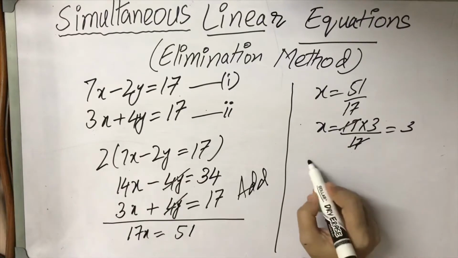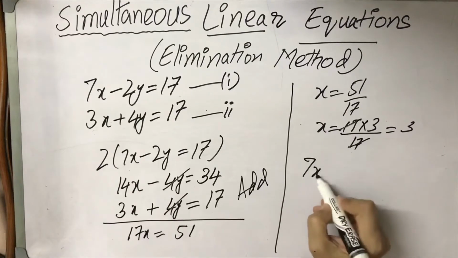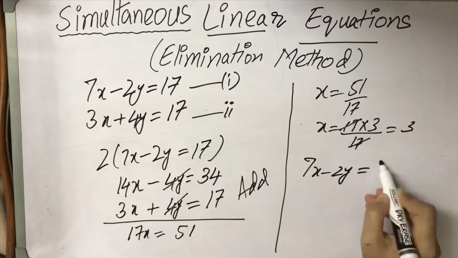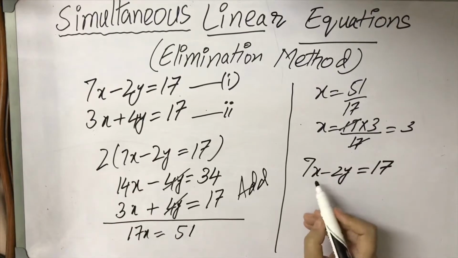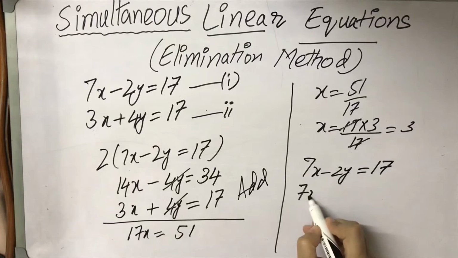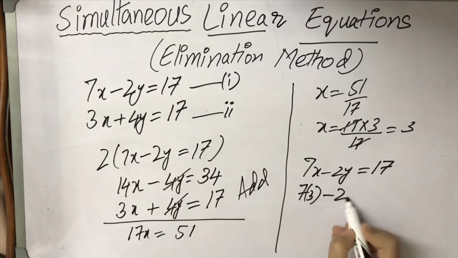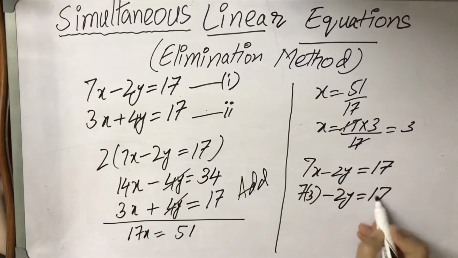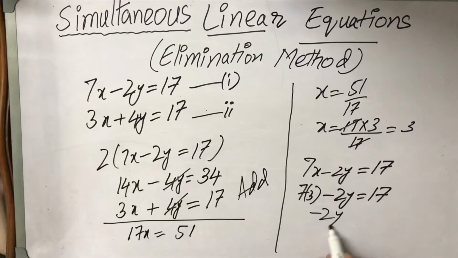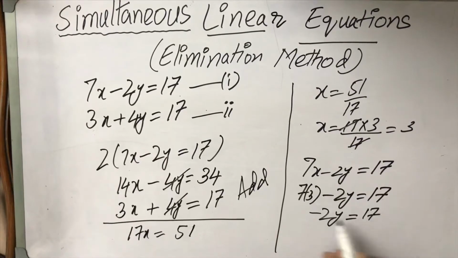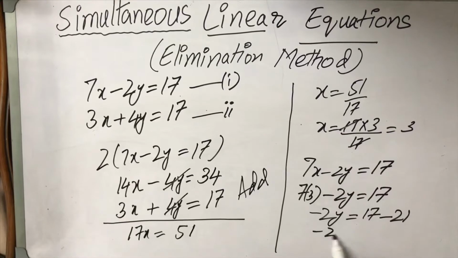Now to find y, I am again taking the first equation. I can also take the second equation, but 7 multiplied by 3 minus 2y equals 17. 7 3s are 21. 21 will go to the other side, it will be minus 21. Minus 2y equals minus 4.